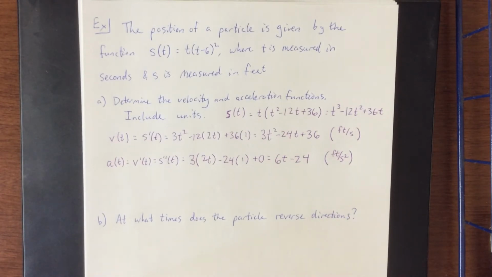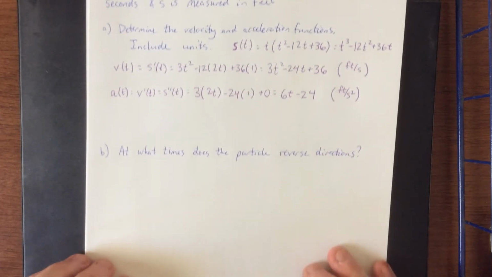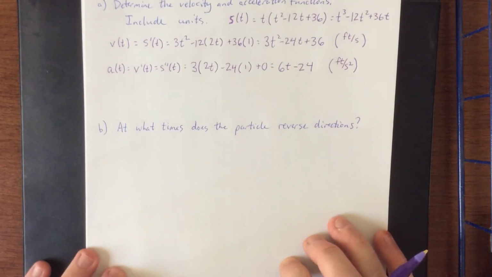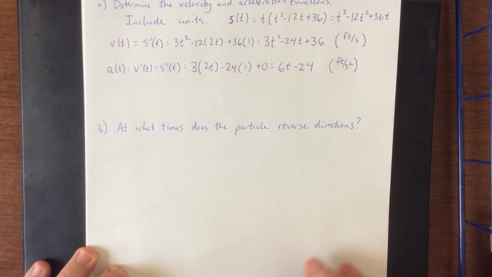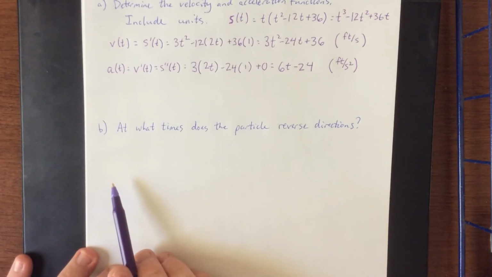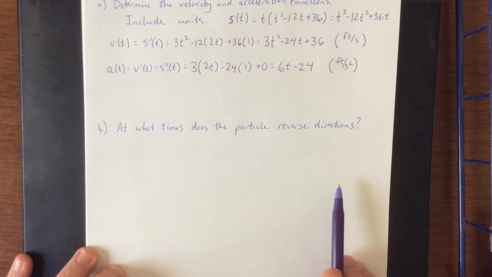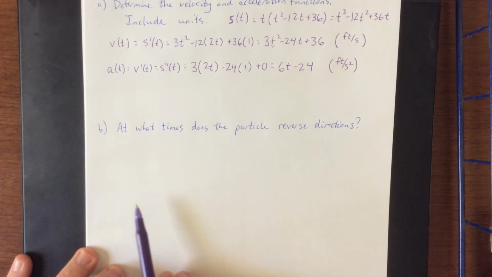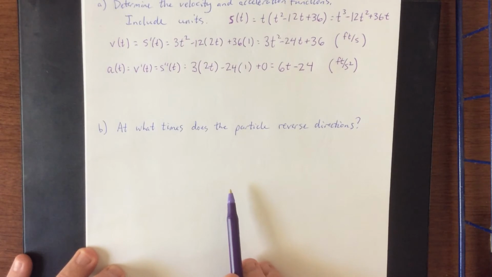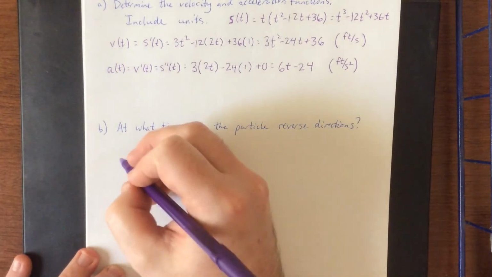Now to ask an applied problem about this velocity and this acceleration, at what times does the particle reverse directions? Now, a particle moving in a straight line will be reversing directions if its velocity changes from positive to negative. And the only way that it can change from positive to negative, or consequently from negative to positive, is if the velocity is equal to 0.